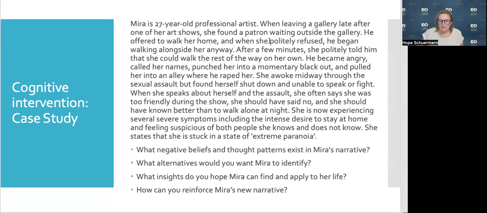Okay, so hopefully you've had some time to pause me and read the case study and answer the questions, and I'm just going to walk through this some with you. So what negative beliefs and thought patterns exist? You can see here that she is blaming herself for being too friendly. She is saying that she should have said no, which of course is what we teach people, always say no, but our brains don't always listen to that advice. And so we're often incapable of doing that. She thinks that she should have known better than to walk alone at night. So those are all negative beliefs and thought patterns that are present in her narrative.